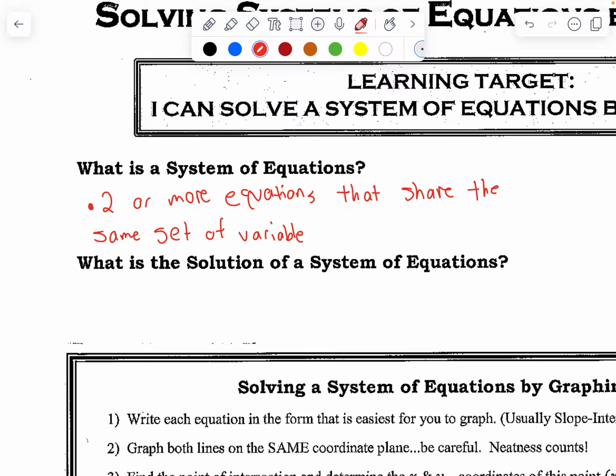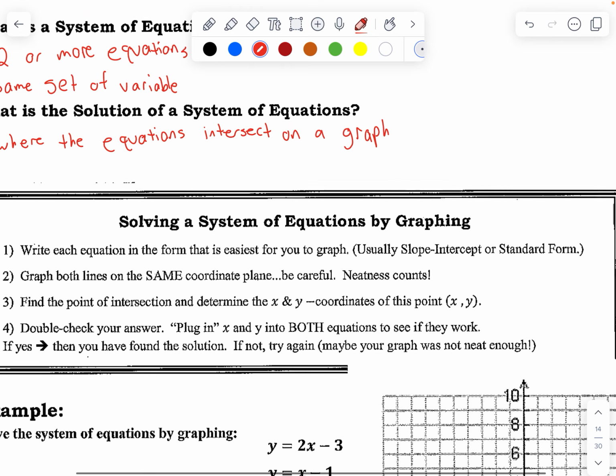And so what is the solution of a system of equations? Where the equations intersect on a graph. So we're going to get a look here in a moment at what that's going to look like.